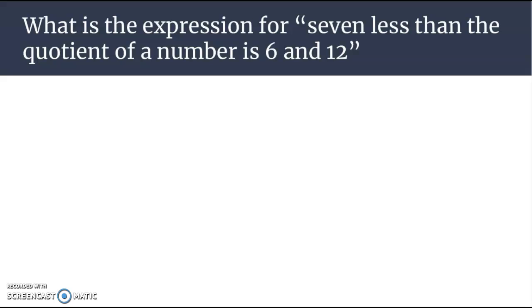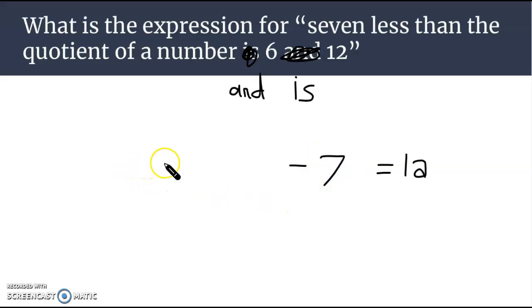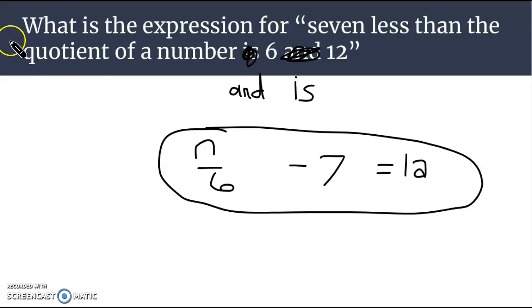Let's look at another one here. What's the expression for 7 less than the quotient of a number and 6 is 12? Okay, I think we got a little bit of a typo here. Meant to put the word and in front of 6 and the word is in front of 12. There we go. 7 less than the quotient of a number and 6 is 12. Okay, so we see the is again. Equals 12. 7 less, I'm subtracting 7, and the quotient of a number and 6, n divided by 6. There is our equation. The quotient of a number and 6, and it's 7 less, and we're equal to 12.